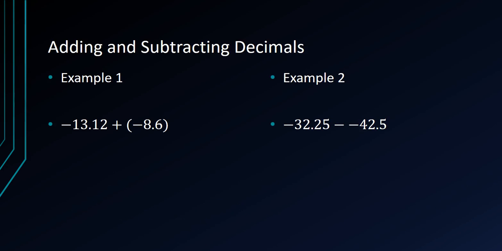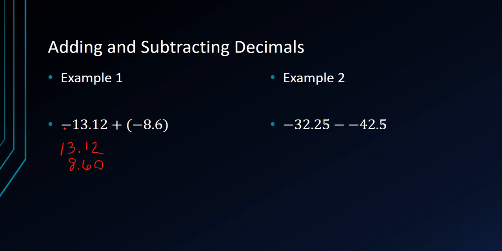decimals. So remember, to add and subtract decimals, we have to actually line the decimal places up. So you have 13.12 and 8.6. Now since there's no number under the 2, you can put a 0 there to hold that place. And make sure again that your decimal points line up.